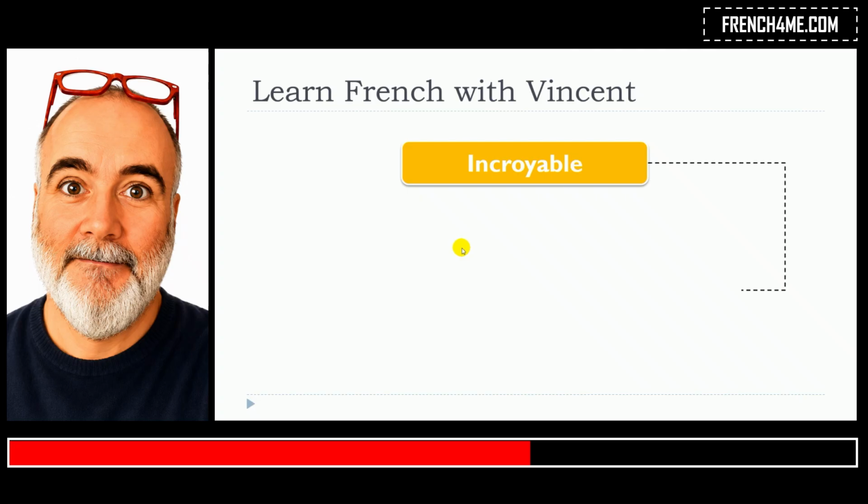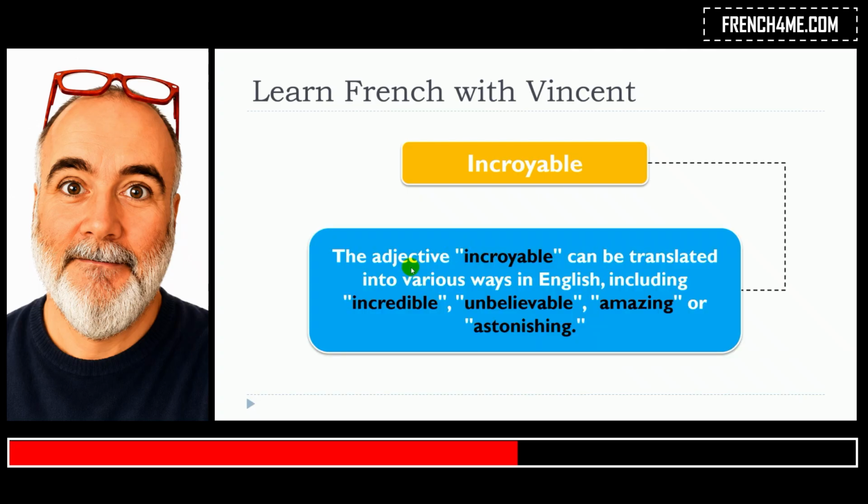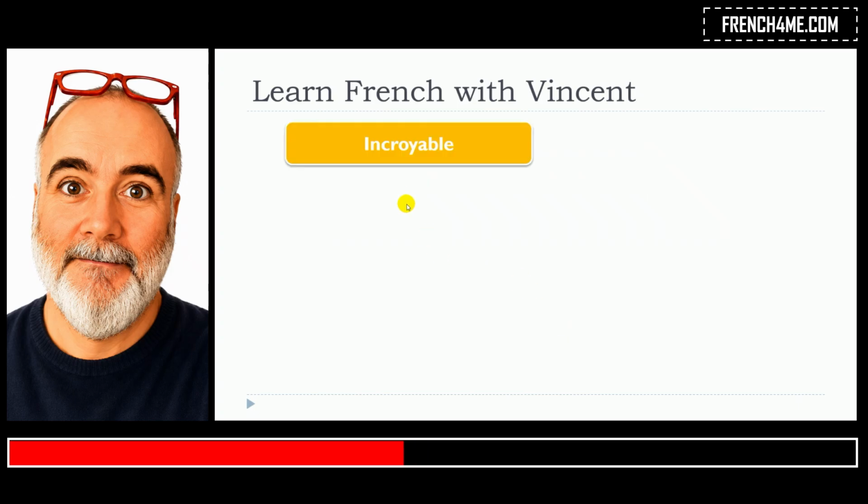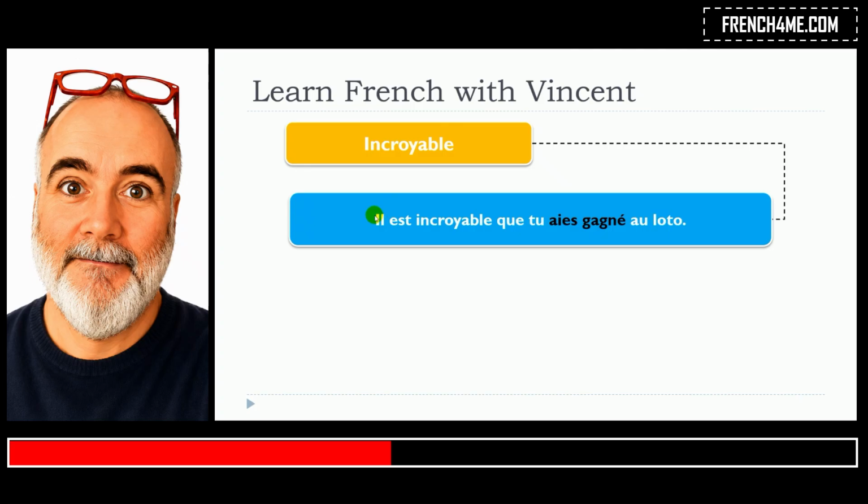So this lesson is about incroyable. The adjective incroyable can be translated into various ways in English, including incredible, unbelievable, amazing, or astonishing. So we will see some examples of incroyable.